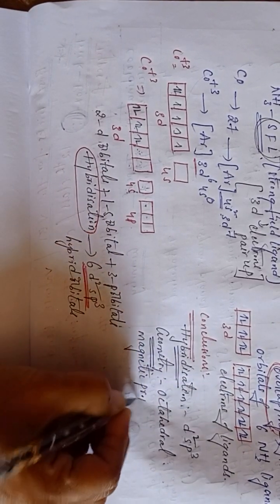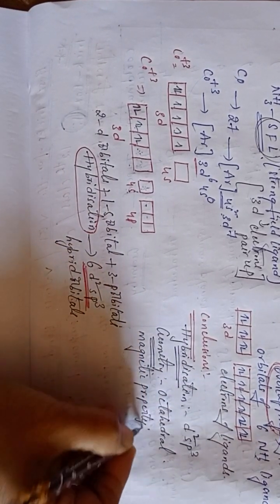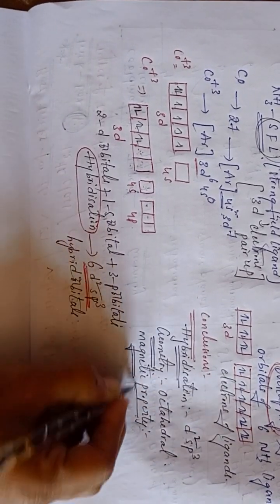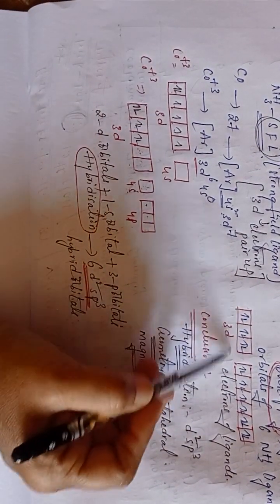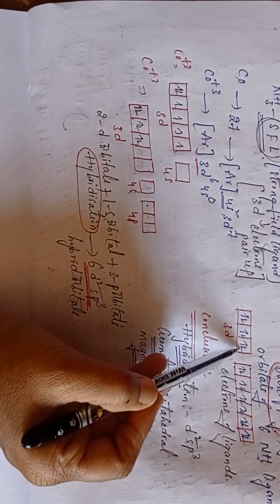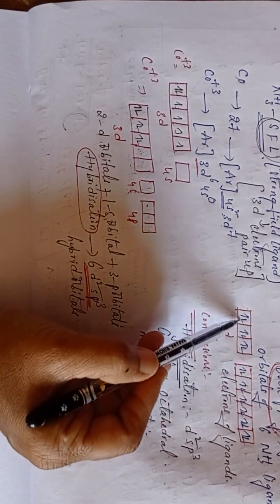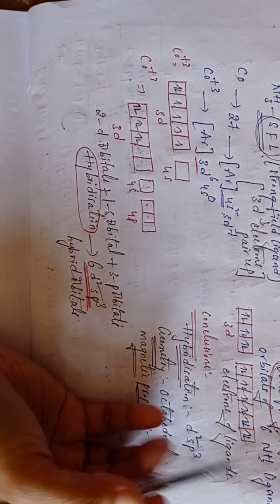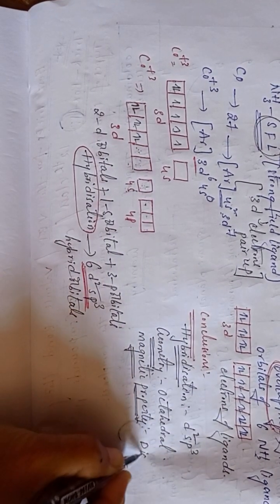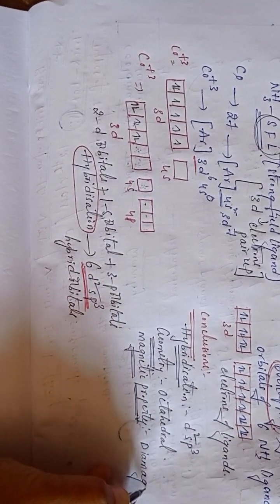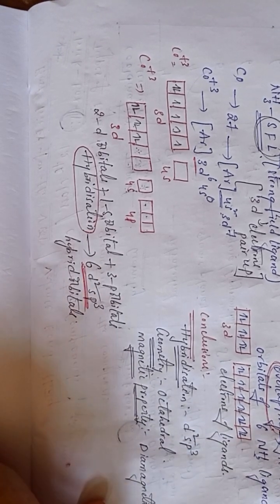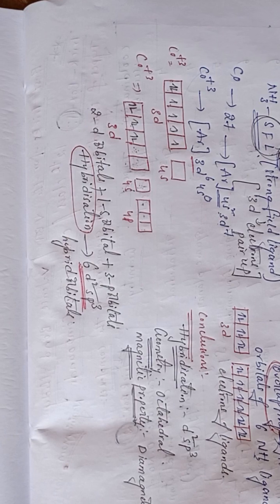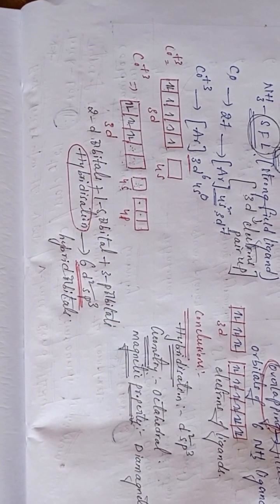What is the magnetic property? Is the given complex diamagnetic or paramagnetic? Now see students, here you have to see only 3D. Are the 3D electrons paired or unpaired? All are paired. 3D electrons paired means diamagnetic. Paired means diamagnetic. Clear? Diamagnetic in nature. All are paired, diamagnetic in nature.